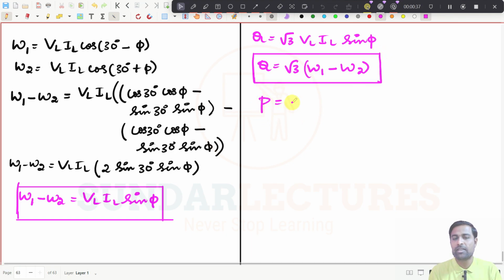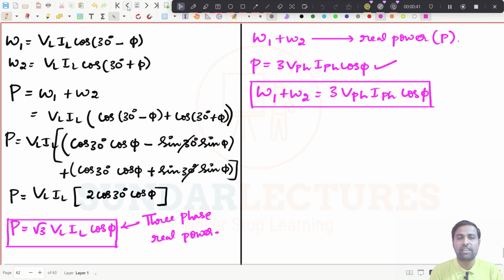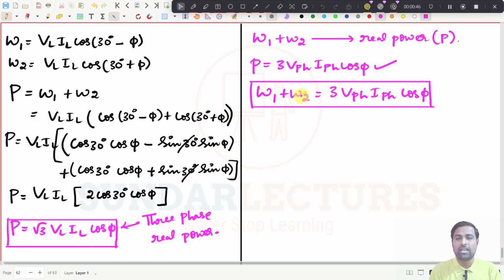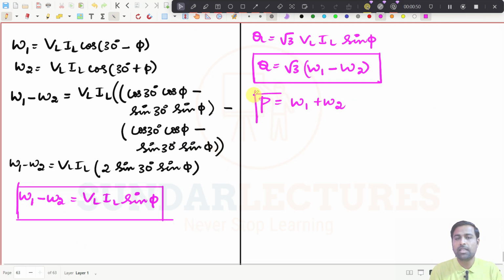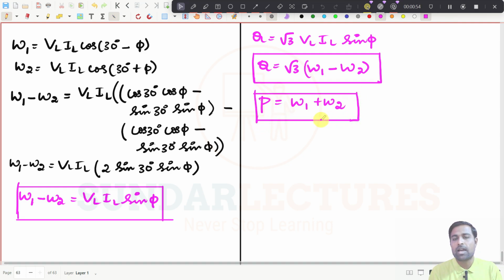And P will be equal to what? Straight away it is W1 plus W2. That is what we have derived here, right? We got it straight away. That is W1 plus W2. So this is the real power formula, and this is the reactive power formula, right? Try to understand this one clearly.